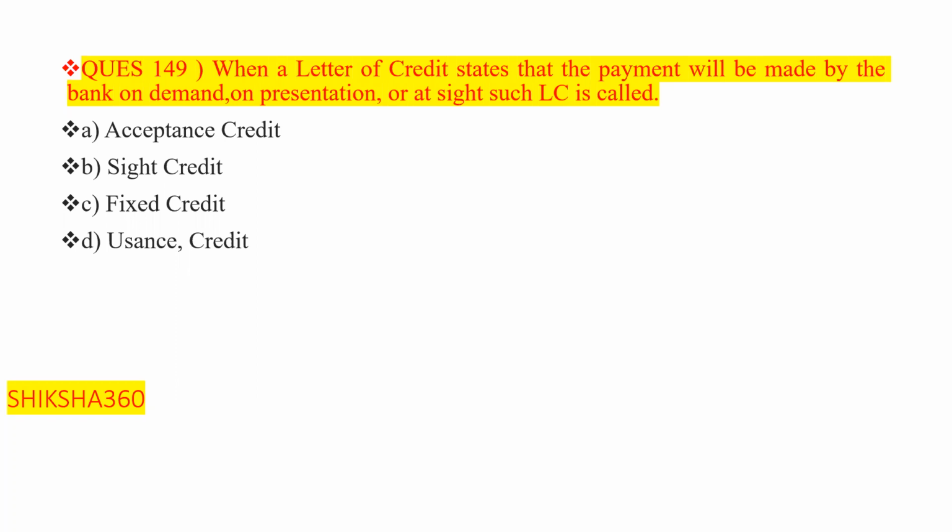So when a letter of credit cites that the payment will be made by the bank on demand, on presentation or at sight, such an LC is called a sight credit. Here they are mentioning the words at sight or on presentation. Whenever you present, you will get the payment. That is known as the sight credit.